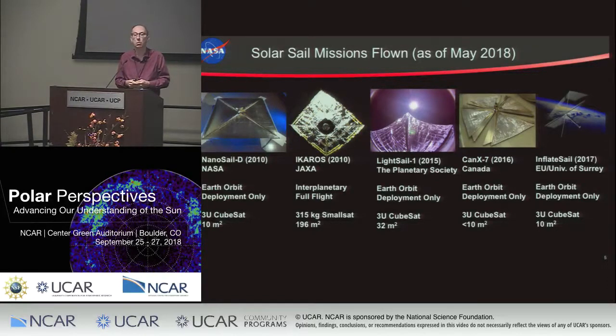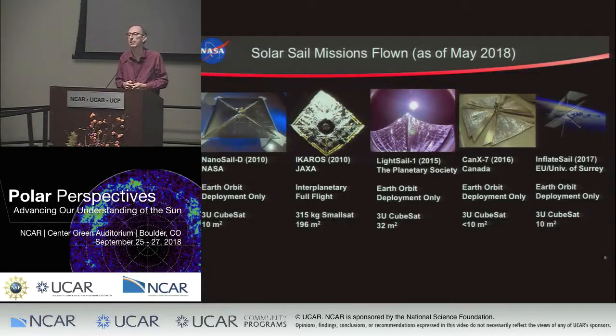It was a 10 square meter solar sail deployment test off a 3U CubeSat built at the Ames Research Center. We built the solar sail, and it deployed successfully in low Earth orbit and stayed up there for a few months. The Planetary Society came in, looked at our design, and basically took our design and increased it in size to 32 square meters, and that was Light Sail A. So they flew that in 2015. But they're not the only players.